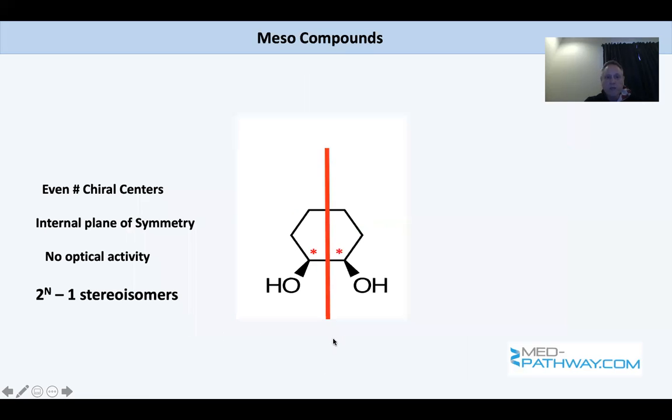And we also have meso compounds. These always have an even number of chiral centers, but they have an internal plane of symmetry. And this is a fairly simple one to find. You can just imagine the molecule folding on itself. So you may have to look a little closer at molecules with an even number of chiral centers to see if they're actually meso compounds. Meso compounds have internal planes of symmetry. There's no optical activity, and the 2 to the n rule doesn't apply. It's 2 to the n minus 1 stereoisomers.